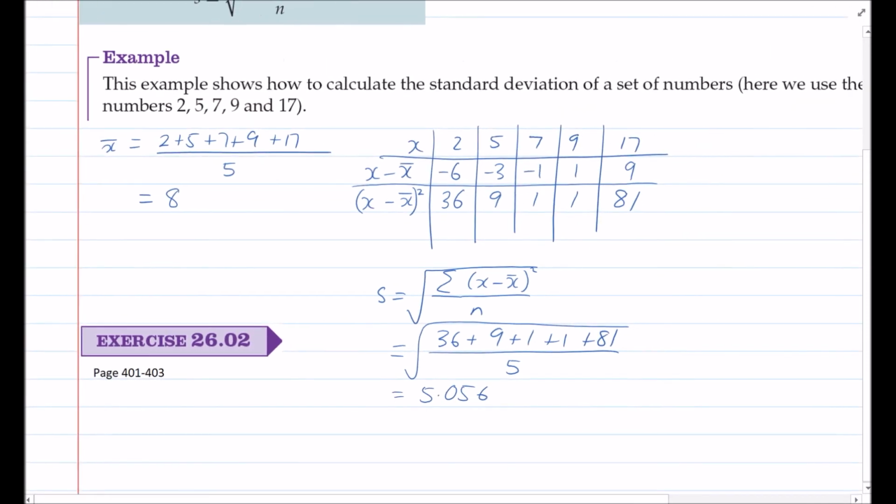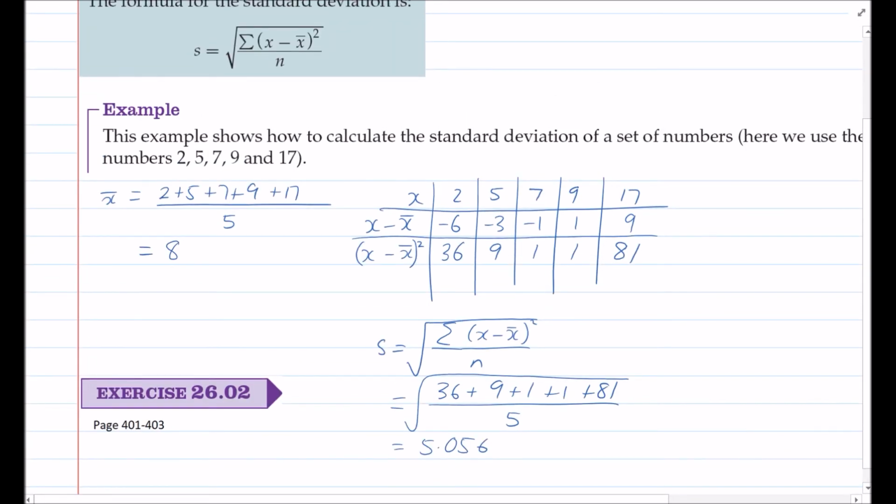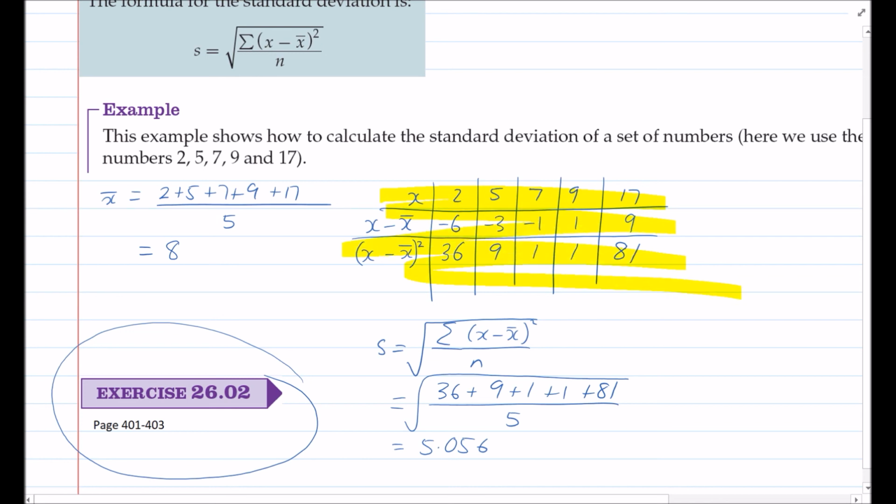Okay, so just make sure you draw out a table when you're doing these sorts of problems, because it makes the substitution into your formula a lot easier. And otherwise I'll let you get on with exercise 26.02, but just like I said, remember to draw out that table to make it that much easier for yourselves.